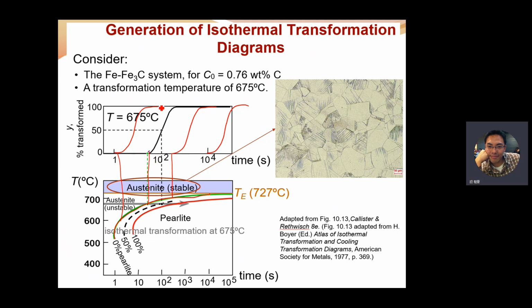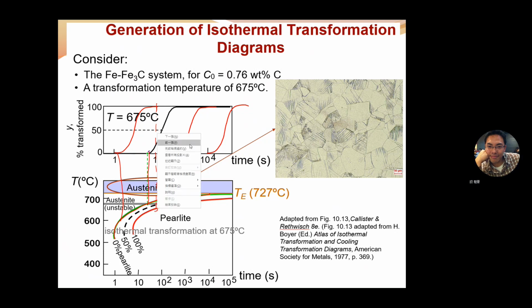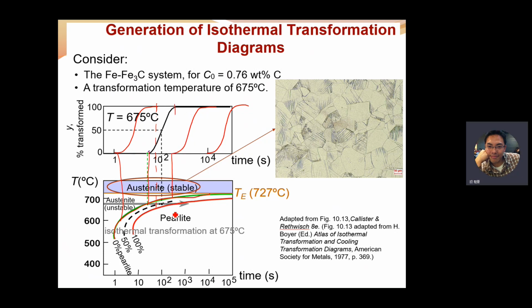And then we can plot this 100% of the phase transformation, right? And we can plot this maybe right here, and plot this maybe right here, and plot this point right here, and plot this point right here, right? And we can find out this curve, right?